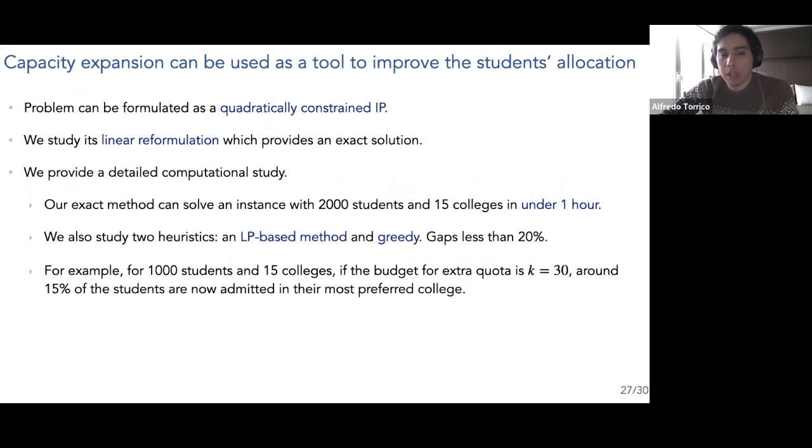In our computational study, we show that our exact method can solve instances of the size of 2,000 students and 15 colleges in under an hour. We also studied two benchmarks, one based on a linear programming formulation and the other a greedy method, and we show that these two have a gap of less than 20% compared to the exact method. Just to give you an idea of the quality of our solutions, if we have 1,000 students and 15 colleges, and you want to add 30 new spots, then 15% of the students, meaning 150, are now admitted to the most preferred college. So by adding 30 new spots, you can significantly impact the quality of the allocation of the final match.